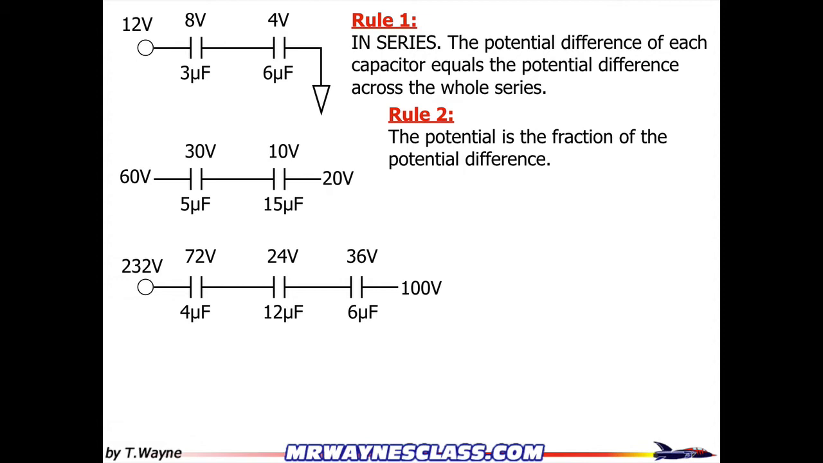That is, the potential is a fraction of the potential difference. So the equation would look something like this. I take the total difference of the voltage between the two ends. For the middle circuit, that would be 40 volts, times 1 minus whichever capacitor I'm interested in, the 5 or the 15 for the middle circuit, divided by the total. So that would be 5 plus 15 for the middle circuit, and that would be the change in voltage on top of the capacitor. So let's look at how that works for each one of these.